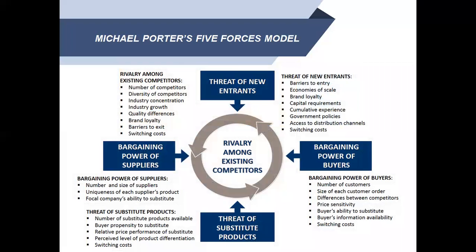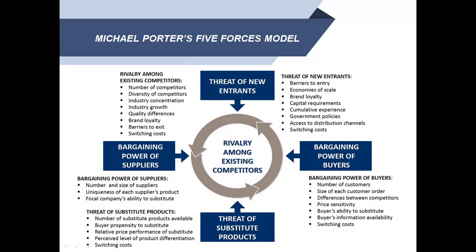Last but not the least, one of the most widely used models is Michael Porter's five forces model. Michael Porter suggested that there are five forces which define or drive any industry, and these are: first one, rivalry among existing competitors; bargaining power of buyers; threat of substitute; bargaining power of suppliers; and threat of new entrants.